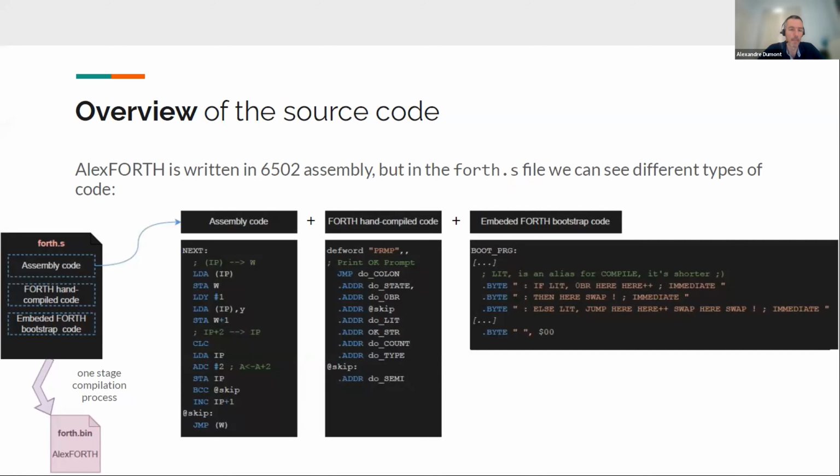First, why? Let's have a look at last time. Now it has changed, but last time the organization of the source code of AlexForth was a monolithic source file, forth.ace, and inside that one file there were different kinds of languages mixed, so different kinds of writing. So you could find some assembly code. This is, for example, the code for next, and all the primitive words are also written in assembly.